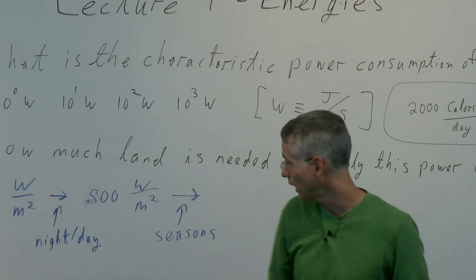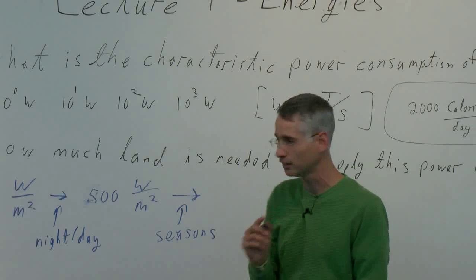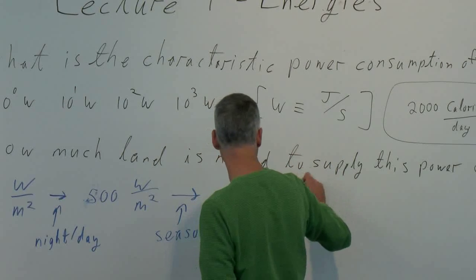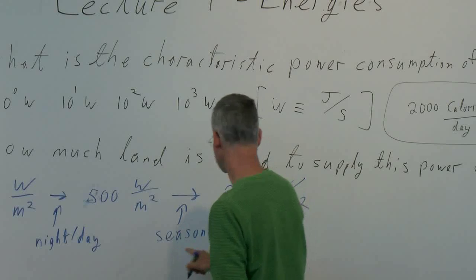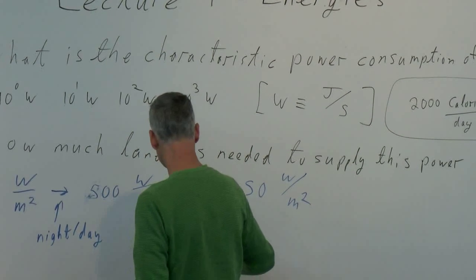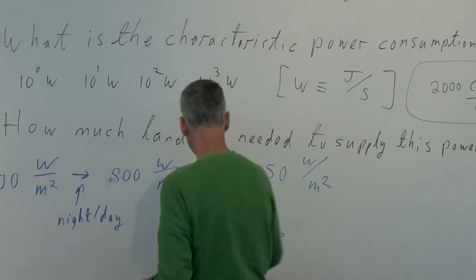So roughly, you're saying half, right? So another factor of 2. I would agree with you. I would go with that, 250 watts per meter square. So that's not only seasons, but incidence angle and time of day.